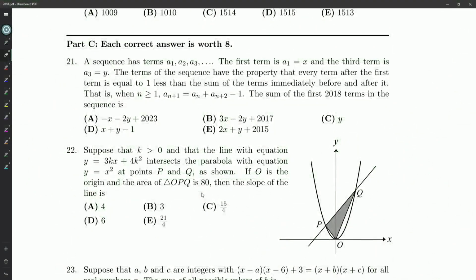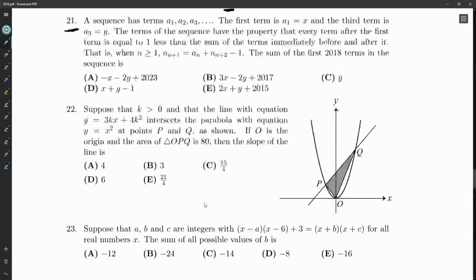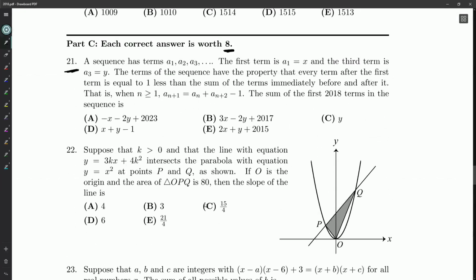We're going to be looking in this video at question number 21 on our 2018 Fermat paper. This is the first question in Part C, so it's going to be worth 8 marks, as are the remaining questions here. So we want to do well on these. These tend to be the harder questions on the contest, so let's take a look.